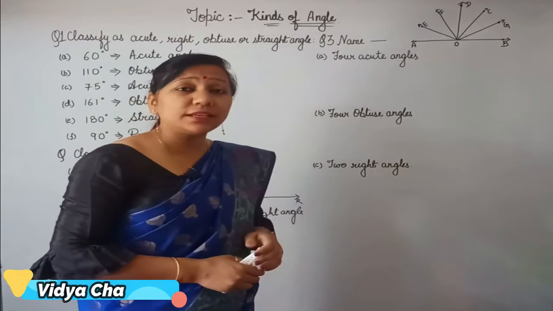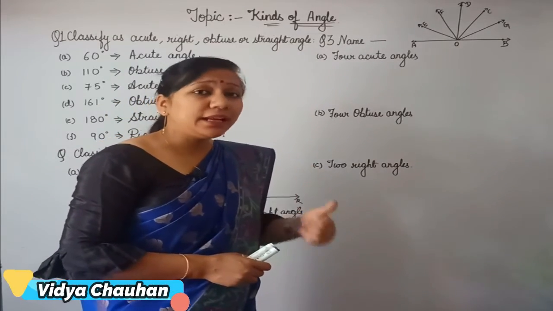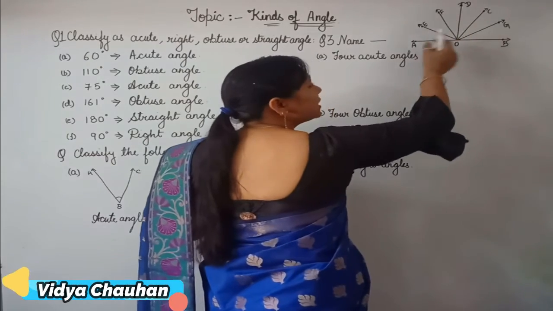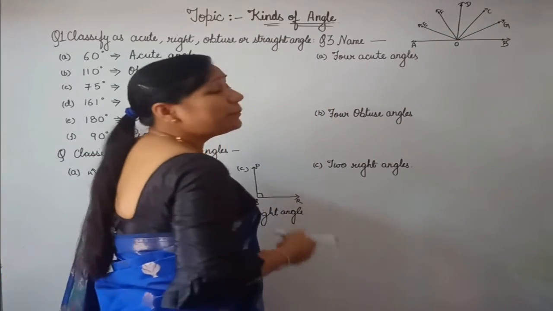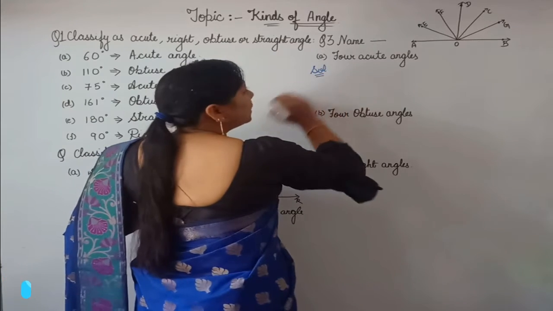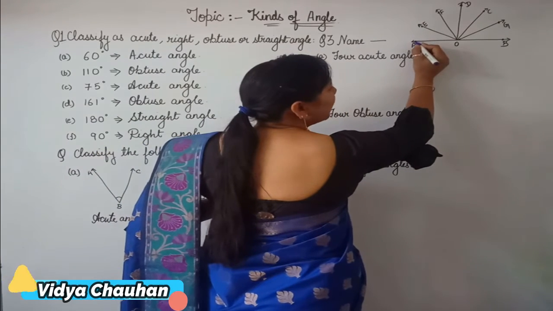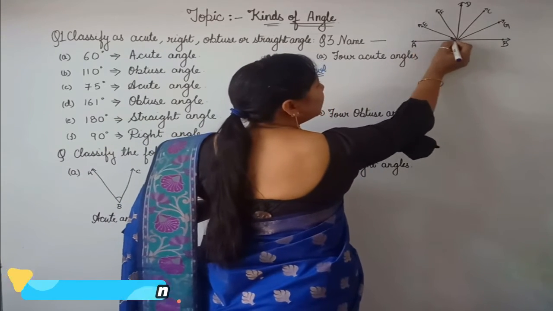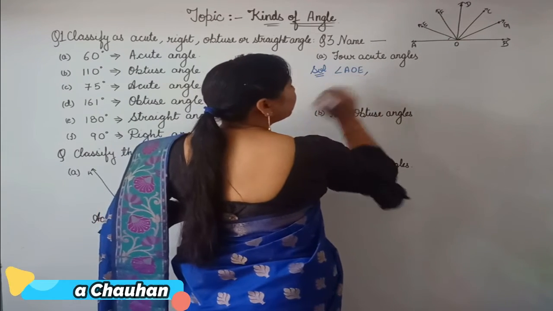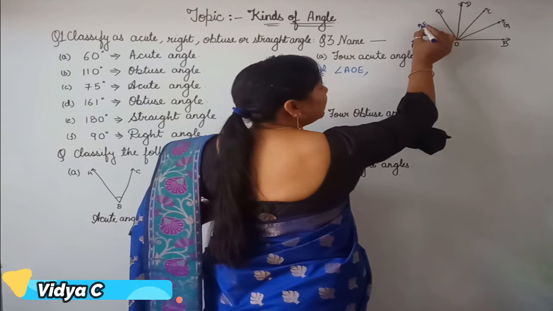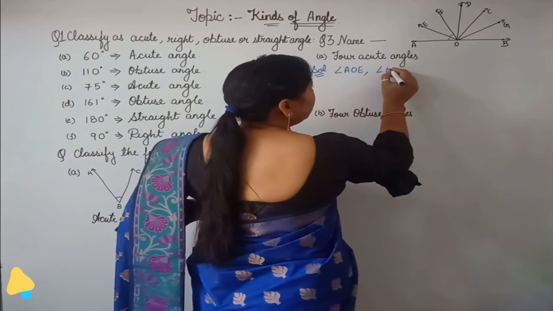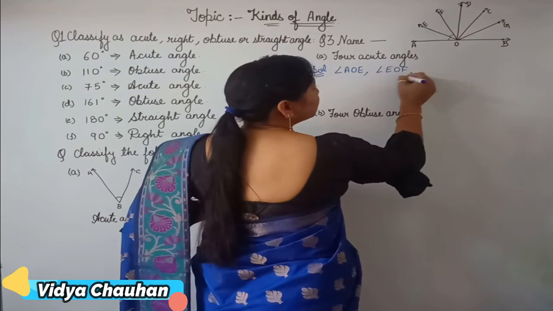What are acute angles? Acute angles are less than 90 degree. So here as you can see, there are many acute angles, that means many small size angles, but you have to name any 4. So you can name them as per yourself. So here I am giving a name as angle AOE. Very first I am giving angle AOE. Then angle EOF, this second angle, angle EOF.